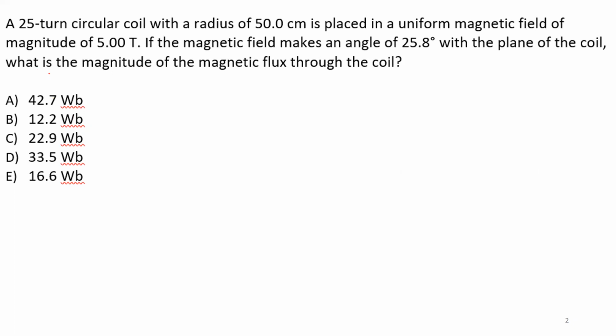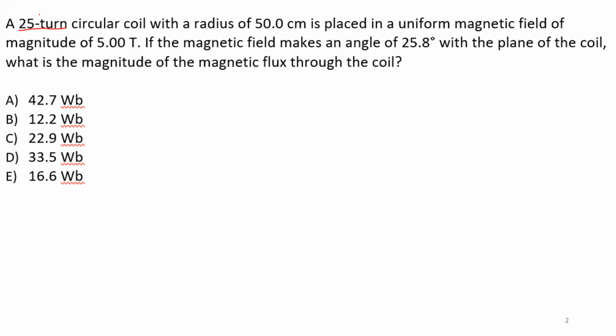So I remind you how easy these problems look. I think less than 60% of students got it right. But it's easy. Let's look at it. We have a 25-turn circular coil with a radius of 50 centimeters, placed in a uniform magnetic field of magnitude 5 Tesla. If the magnetic field makes an angle of 25.8 degrees with the plane of the coil, what is the magnitude of the magnetic flux through the coil?